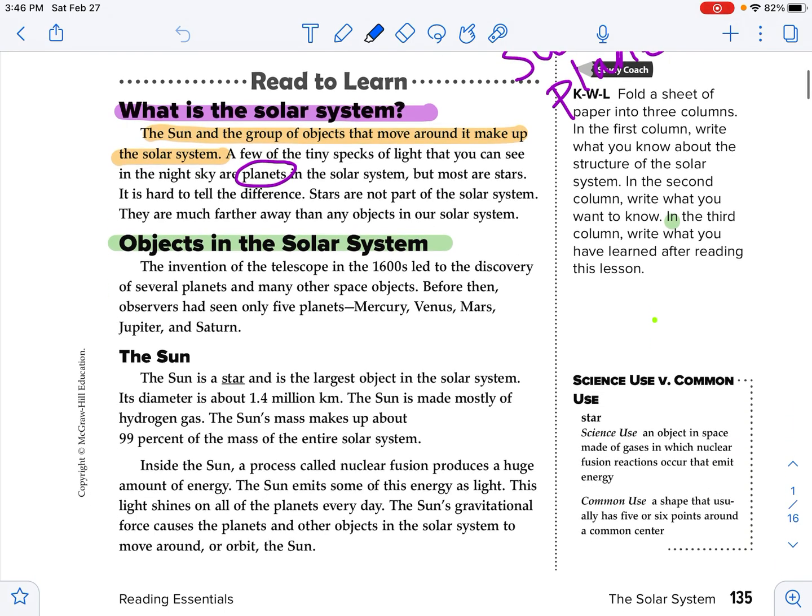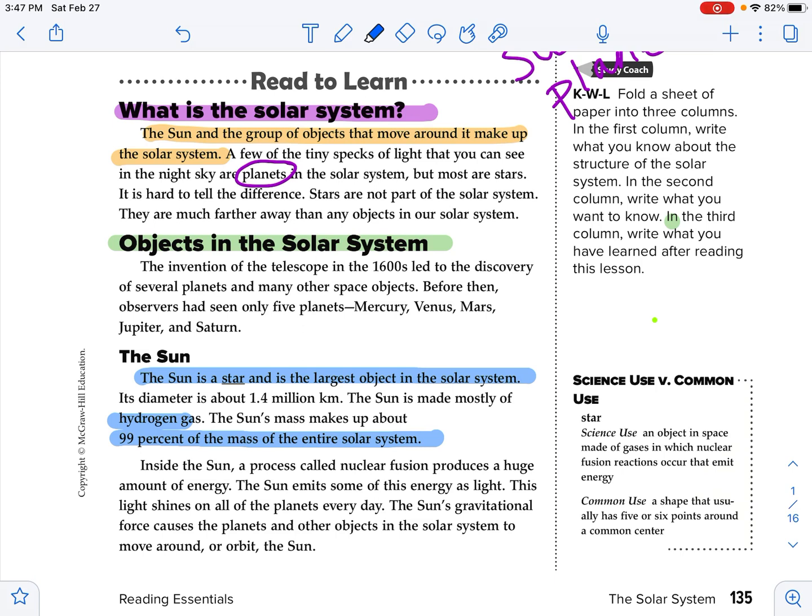The sun. The sun is a star and the largest object in the solar system. Its diameter is about 1.5 million kilometers. The sun is made mostly of hydrogen gas, and its mass makes up 99% of the mass of the entire solar system. That's crazy to think that everything else, all the planets, all the empty space, all of the asteroids and comets, that just makes up 1%. That 99% of our solar system is the sun.